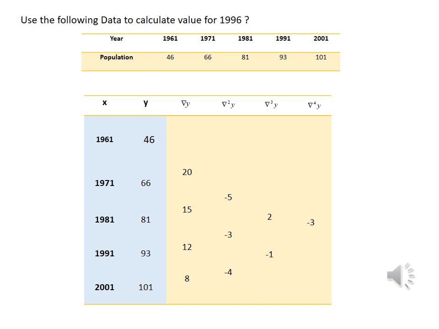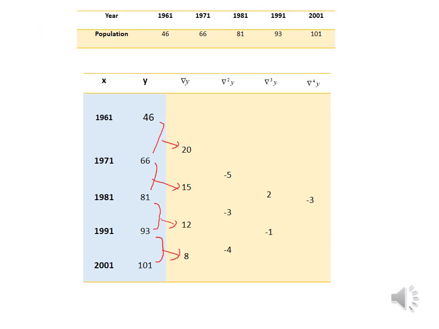It is also near xn. We need to calculate the value near xn, that is near 2001. So we can use Newton's backward interpolation formula. If it is near 1961, we can use the forward interpolation formula. So near x naught we use forward, near xn we use backward. As in the previous case, you find the differences.